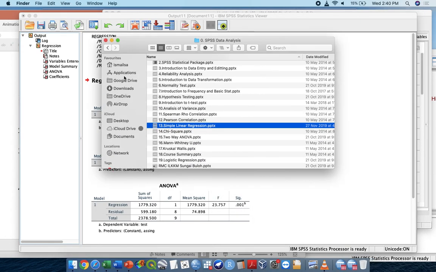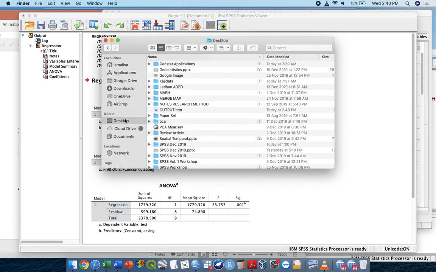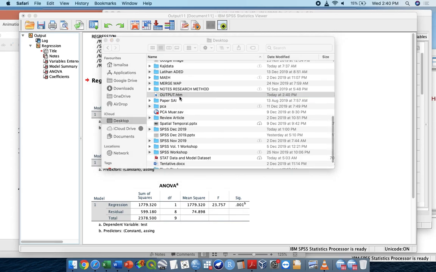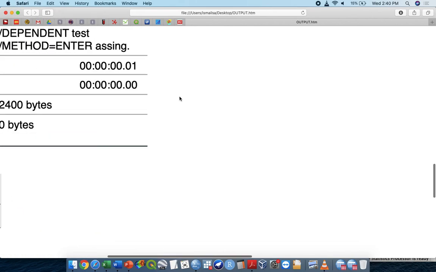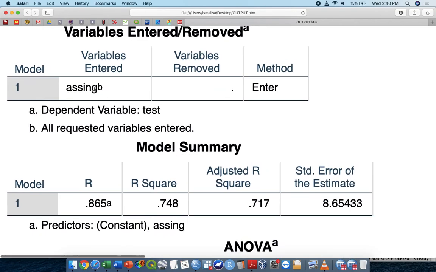Okay, remember, in any analysis with regard to linear regression, first thing first, you have to remember in your mind, we have three things to discuss. The first one is the prediction equation. The second one is the R value. The third one will be the R square. Where is that B? You can go here. You see? This is the assignment B. Assignment B means assignment, noted by B. All requested variables entered. That means entered or removed by the SPSS is none. Nothing occurred because we just robustly entered.